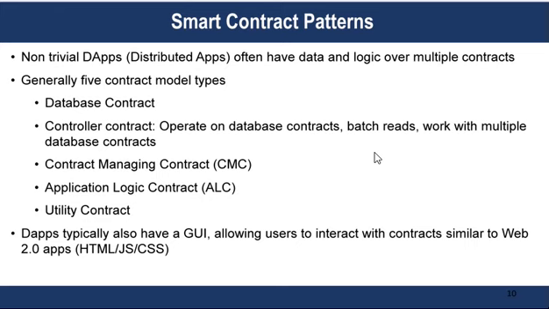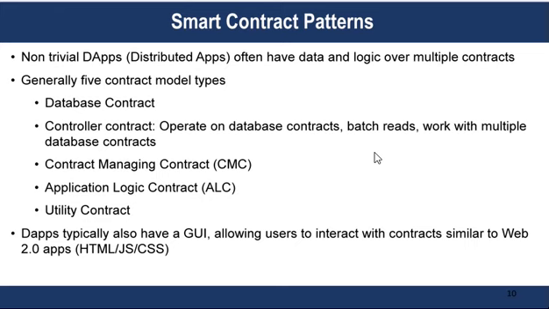Then the fourth one we have is the application logic contract, or ALC. The application logic contract contains application specific code. Generally speaking, if the contract utilizes controllers and other contracts to perform application specific tasks, it's an application logic contract.